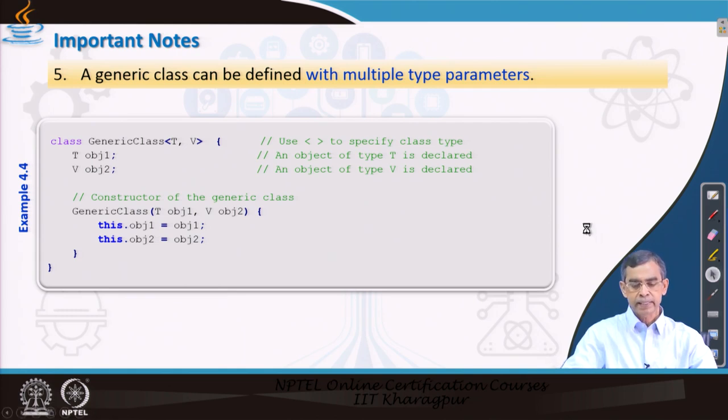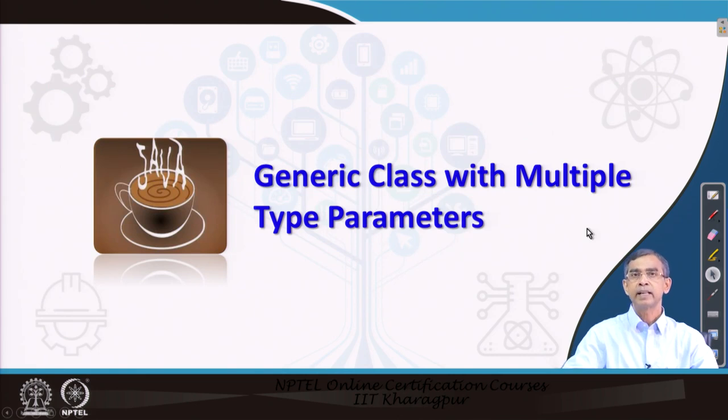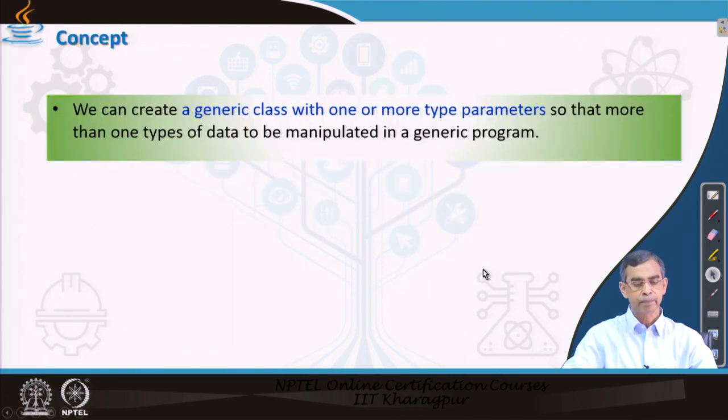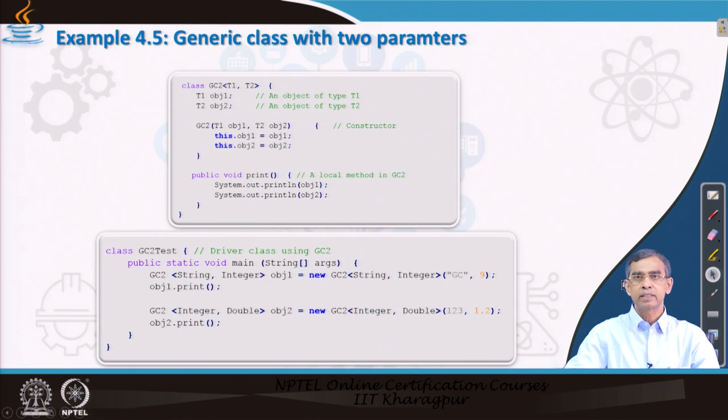Now, let us have an example of a generic class with multiple type parameters. In summary, we can say that we can create a generic class with only one type or any number of type parameters, so that more than one type of parameters can be managed by your generic program. Now, let us illustrate this concept with an example. The example is very simple, easy to understand, but you have to watch the program closely.